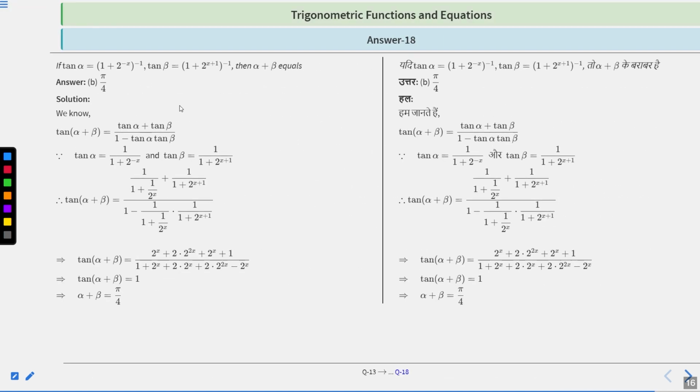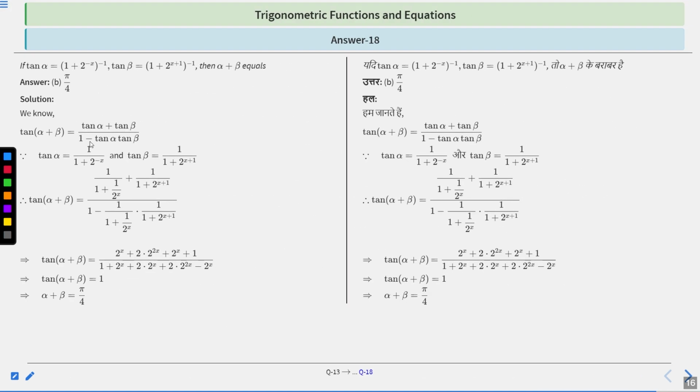Okay, let's move to the solution part C. Tan(alpha plus beta) is equal to tan alpha plus tan beta upon 1 minus tan alpha tan beta. Therefore, tan alpha is basically 1 upon 1 plus 2 to the power minus x, and tan beta is equal to 1 upon 1 plus 2 to the power x plus 1, right? Therefore, 1 upon 1 plus 2 to the power minus x can be written as 1 upon 1 plus 1 by 2 to the power x.